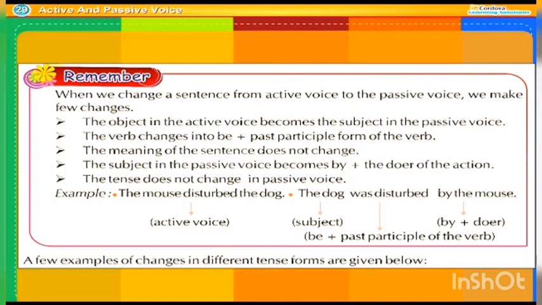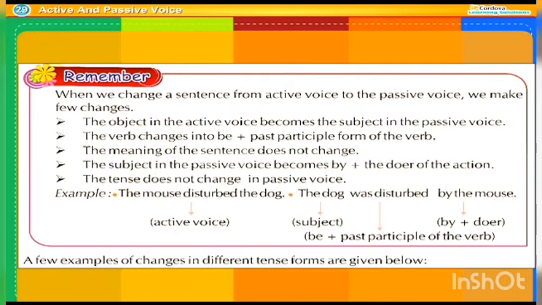Remember, when we change a sentence from active voice to the passive voice, we make a few changes. The object in the active voice becomes the subject in the passive voice. The verb changes into 'be' plus the past participle form of the verb. The meaning of the sentence does not change. The subject in the active voice becomes 'by' plus the doer of the action. The tense does not change in passive voice.